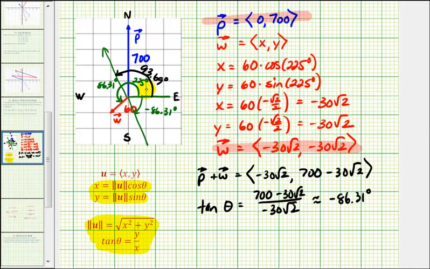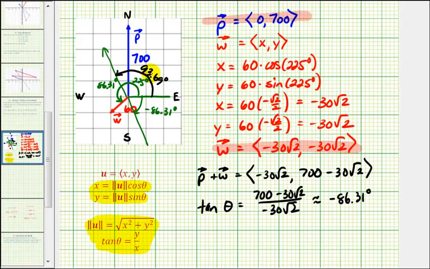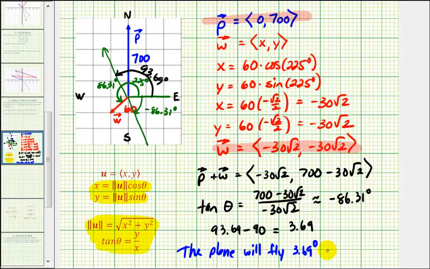Now if I go back to the question for a moment, they're asking us how many degrees off course will the plane fly. So our answer is not going to be 93.69 degrees. The plane is supposed to be flying due north at a direction of 90 degrees. And so the difference between 93.69 and 90 is how far off course the plane will fly. So the plane will fly 3.69 degrees off course, with the wind blowing out of the northeast at 60 kilometers per hour.